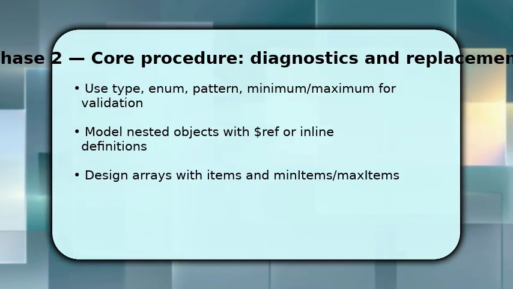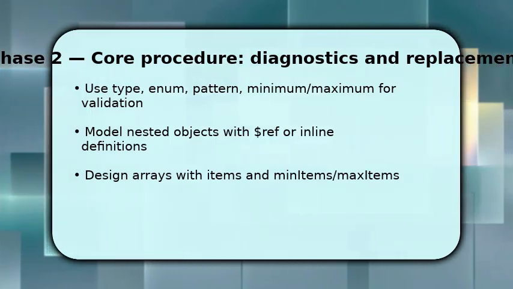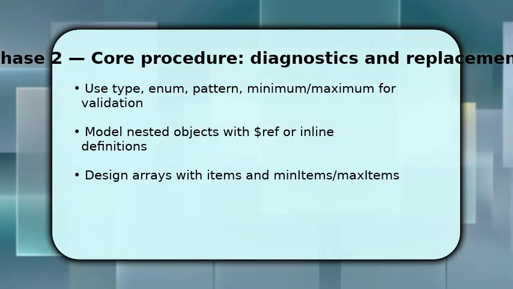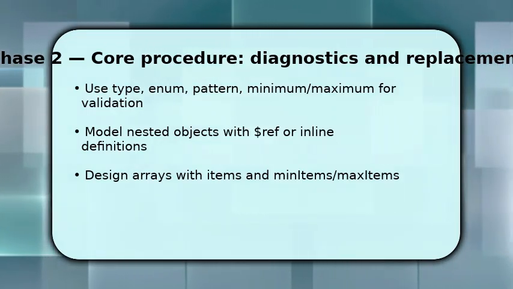For arrays, specify item schemas and constraints like min items or unique items, and decide whether additional properties are allowed. Make sure to name definitions.